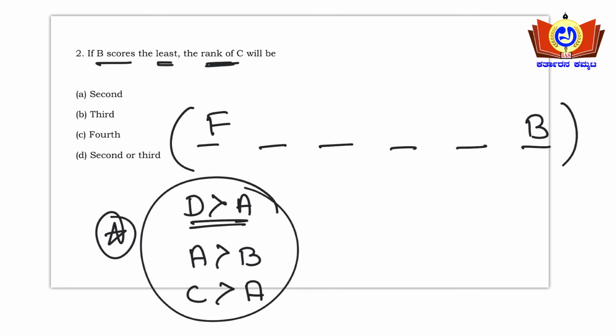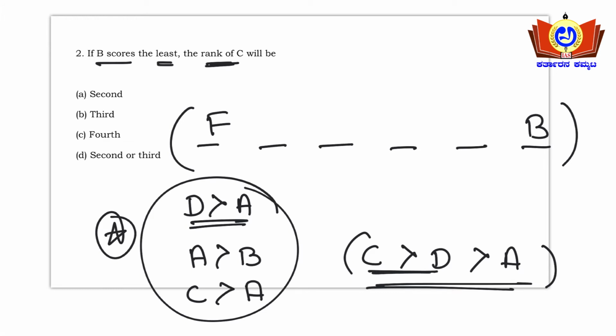When you compare these equations, my dear friends, D is greater than A is greater than B, and C is greater than A, then you will be getting C is greater than D, and D is greater than A here. So these are the conditions you will be getting here.